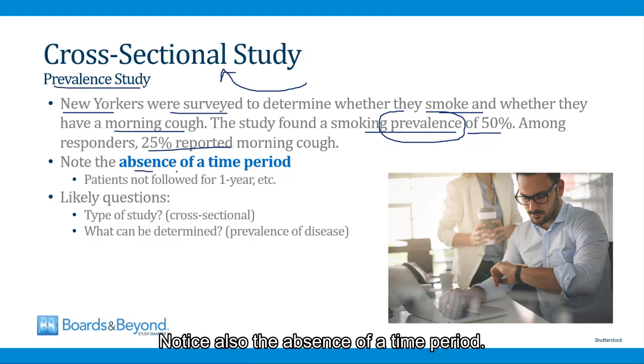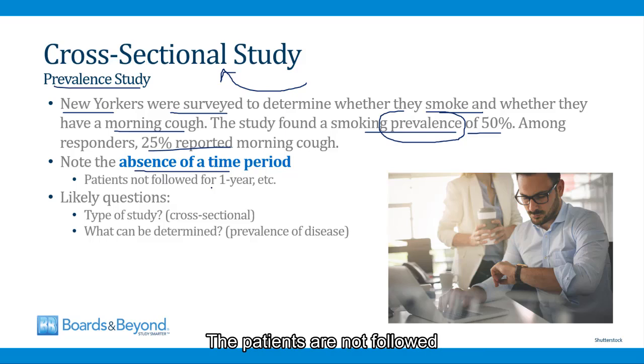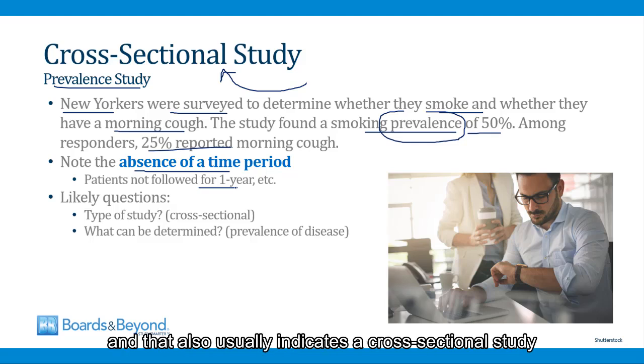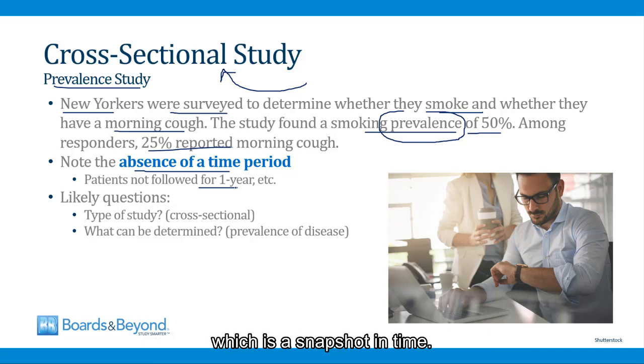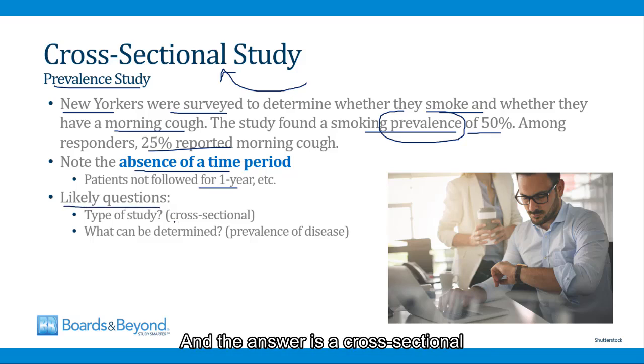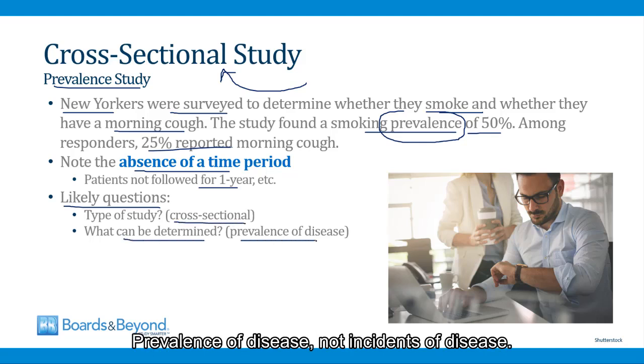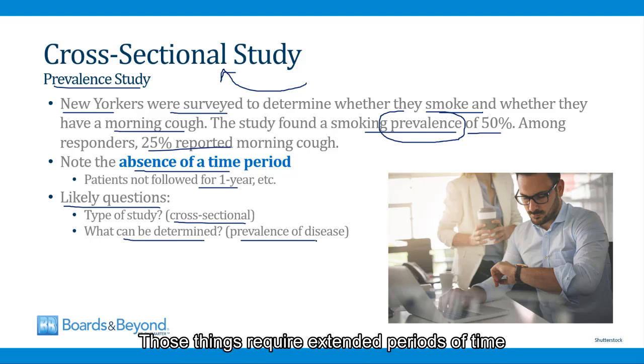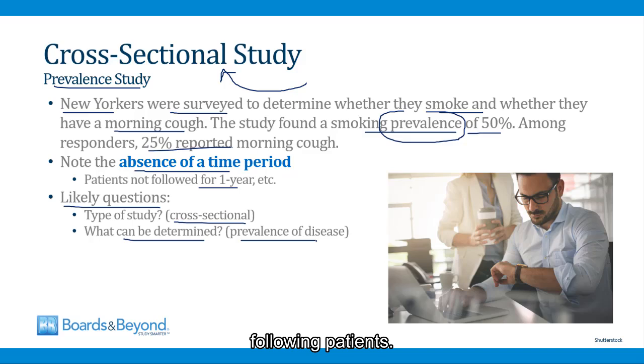Notice also the absence of a time period. The patients are not followed for a year or 2 years or 5 years, and that also usually indicates a cross-sectional study, which is a snapshot in time. So likely questions about this type of study are what type is it, and the answer is a cross-sectional, and what can be determined, prevalence of disease, not incidence of disease. Those things require extended periods of time following patients.